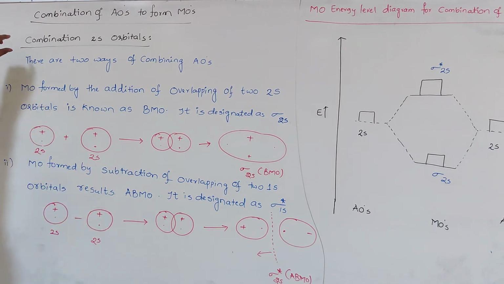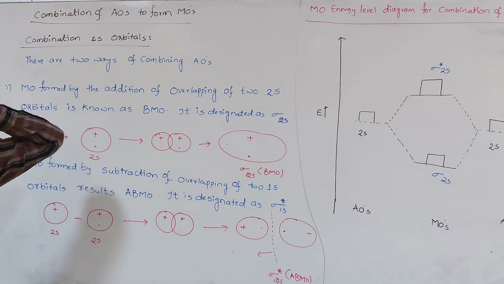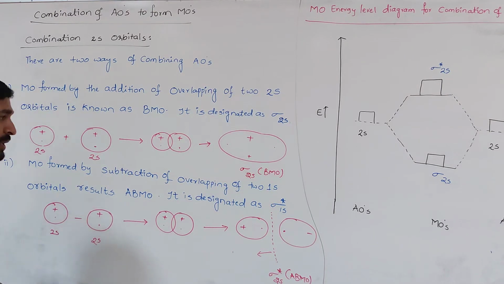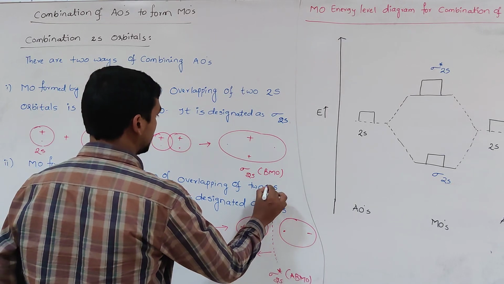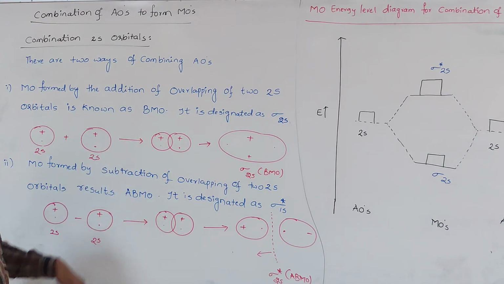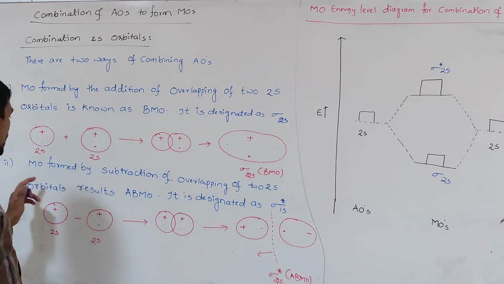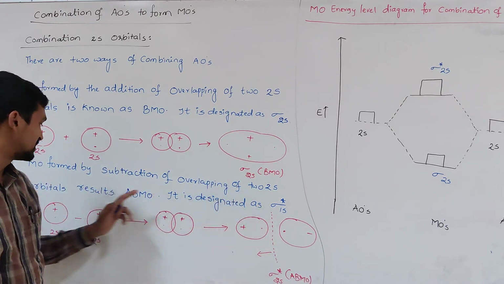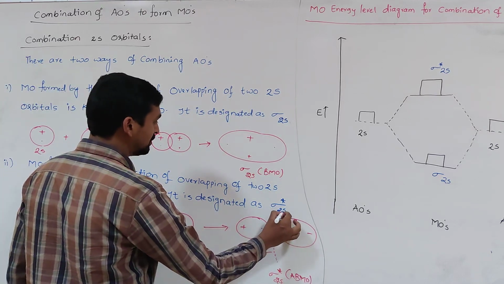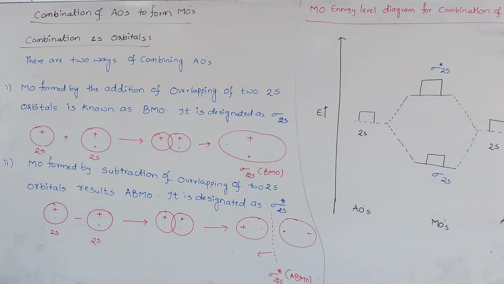The next one is second. After 1s, the 2s atomic orbitals. The 2s atomic orbitals also combine in two ways: addition of overlapping and subtraction of overlapping. Addition of overlapping results in the bonding molecular orbital, that is sigma 2s, and the subtraction of overlapping of 2s orbitals results in the anti-bonding molecular orbital, sigma star 2s.